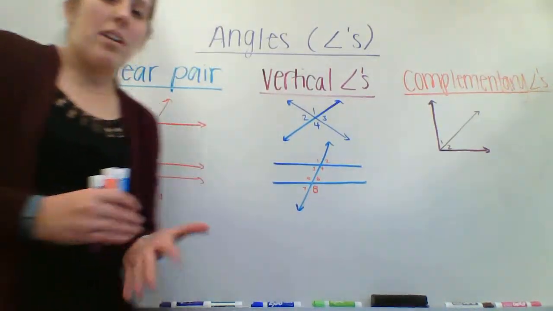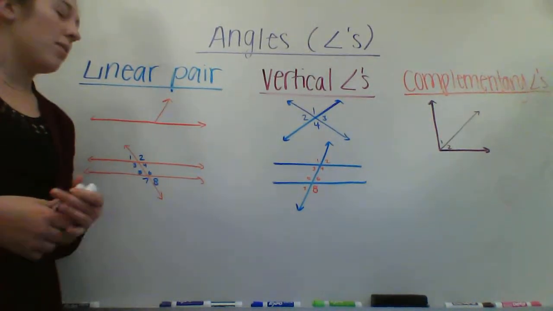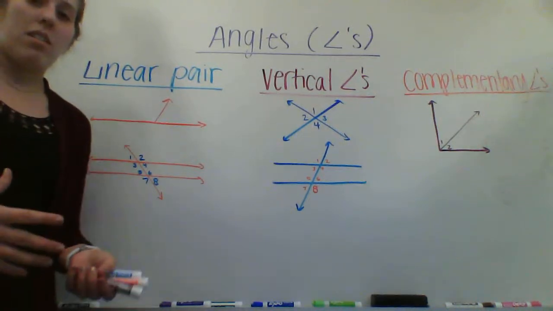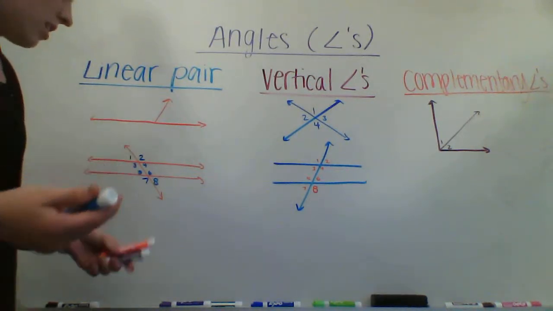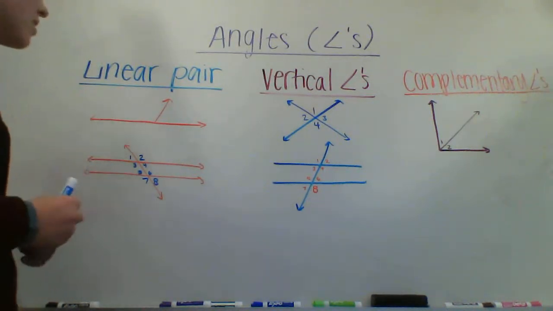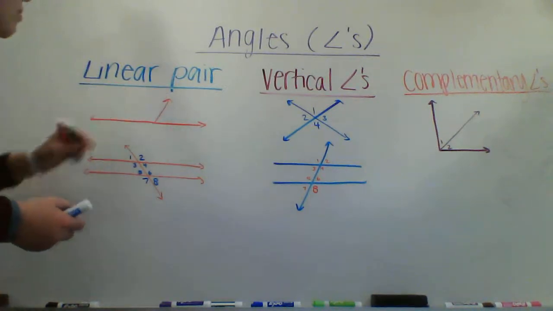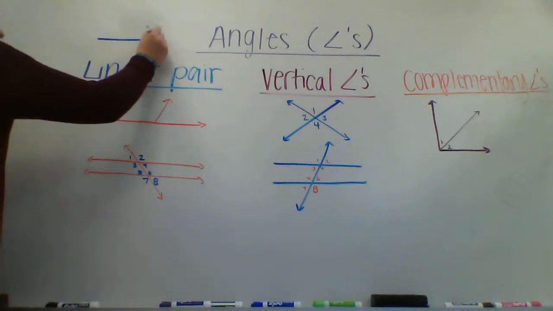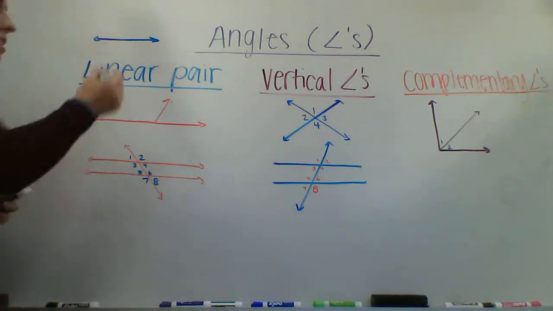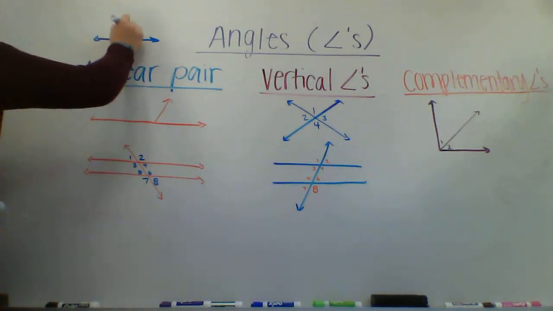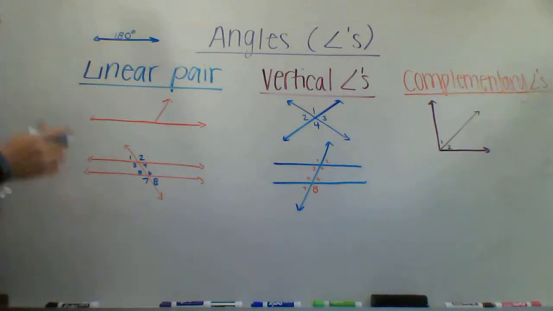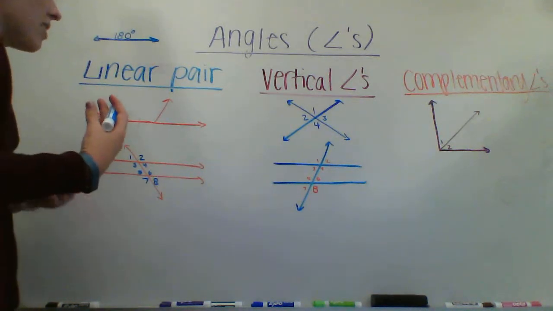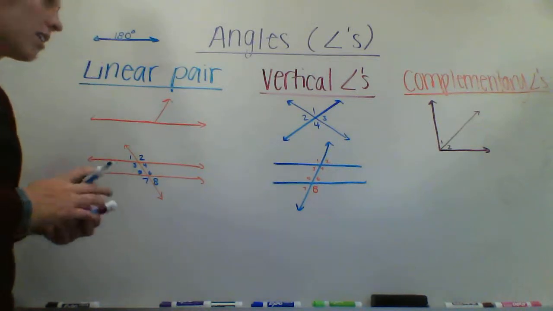So now we're going to talk about different types of angles we will encounter during our parallel lines unit. The first type of angles I want to talk about are a linear pair. Linear means line, and for those of you who know, a line has an angle measure of 180 degrees. So a linear pair, therefore, is going to add up to 180 degrees.